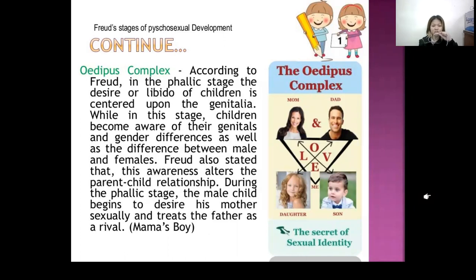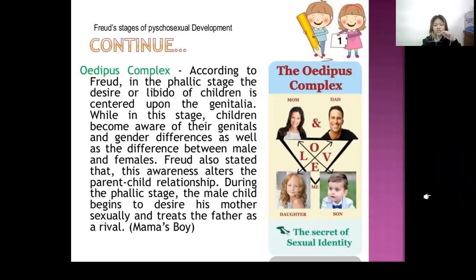While in this stage, children become aware of their genitals and gender differences, as well as the difference between males and females. So, Freud also stated that this awareness alters the parent-child relationship. Kasi nga, ang unang exposure ng bata sa opposite sex is yung parents nila. Like pag ako boy ako, bata akong lalaki, ang una kong babae na makikita is yung mama ko. So meaning, I see the difference between the both of us. Immediately, I develop unconscious sexual desire.